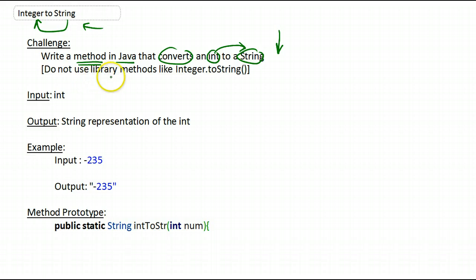And like the other time, you're not allowed to use any library methods, like in this time Integer.toString, which does exactly what we're talking about right here. You're supposed to implement the functionality of this method.